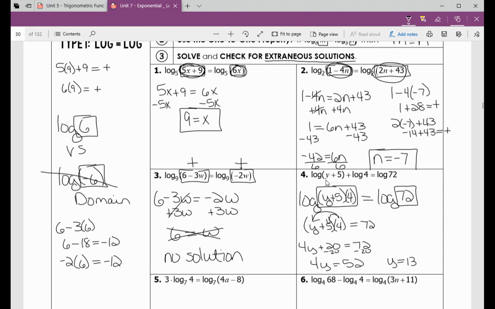Now, I have 3 logarithms up here, but there's only one logarithm that has a variable in its mix. Does that make sense? So I only have to check this one. There's no place to put 13 here. There's no place to put 13 here. So as long as 13 plus 5 stays positive, we can keep it. 13 plus 5 is 18. So 13 is a legitimate answer for that problem.